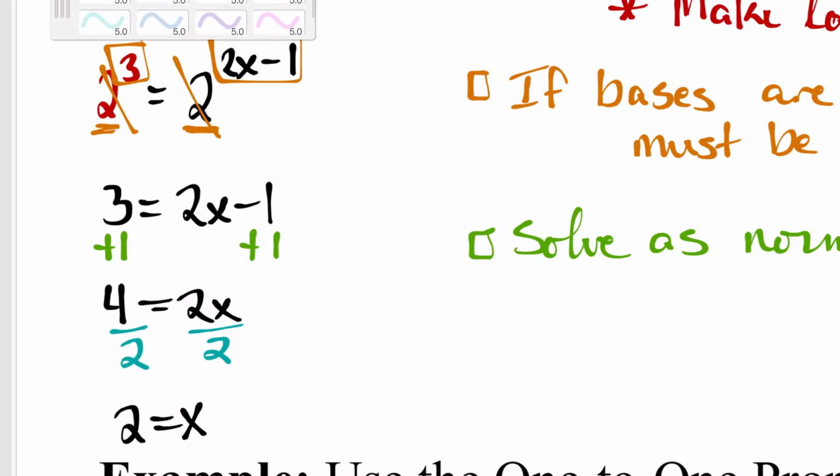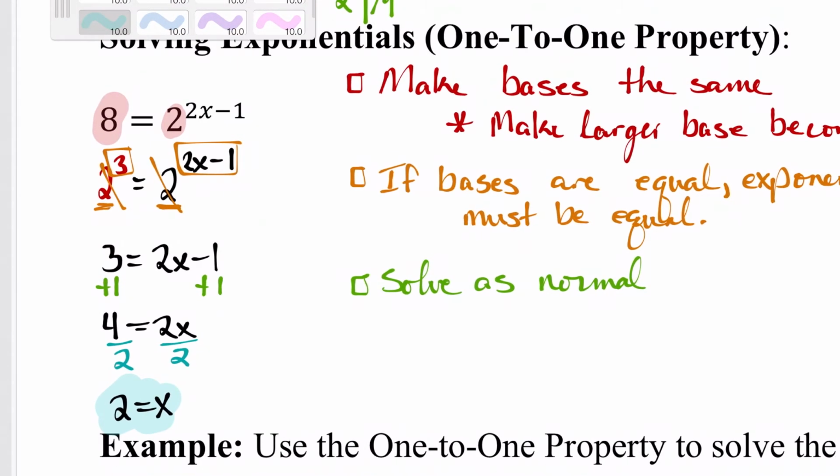So my x in this case would have been equal to 2, and then we're done. So again, I like to try to make the smaller base, whatever the smaller number is, I like to make the larger base into that smaller number. And if they're asking you to do the one-to-one property, then it should be possible. I'm not going to give my students something that's completely impossible. If it's the one-to-one property.